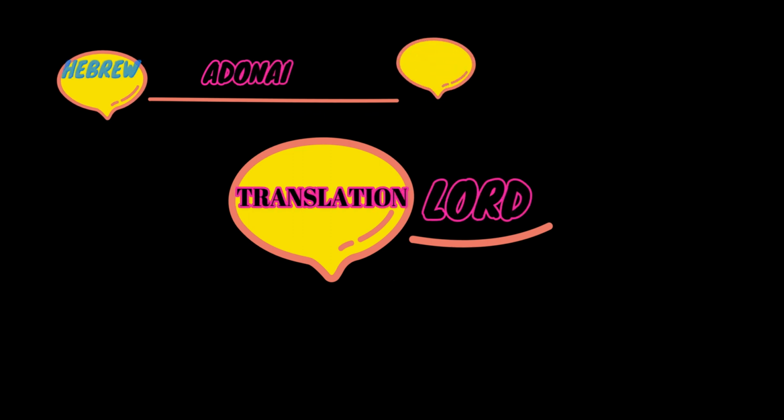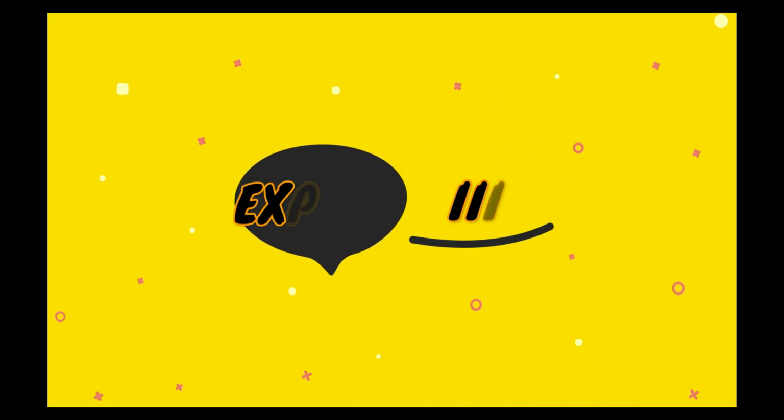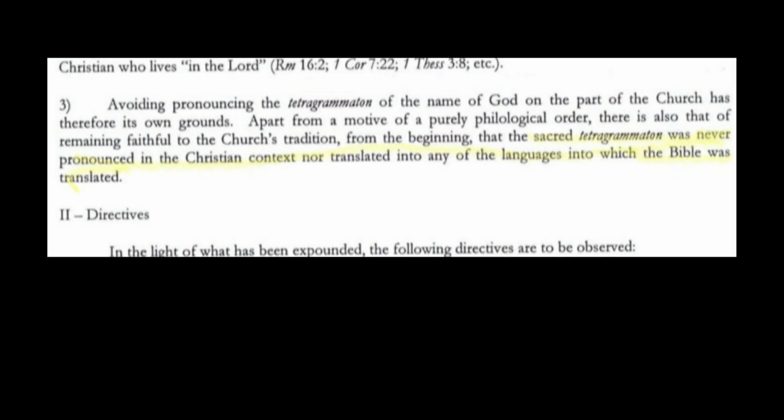In the Hebrew, we have Adonai. In the Greek, it's Kyrios. And in the Latin, it's Dominus. In the third point, the letter lays out another fact that could be the most shocking when it goes on to say, "The sacred Tetragrammaton was never pronounced in the Christian context nor translated into any of the languages into which the Bible was translated."